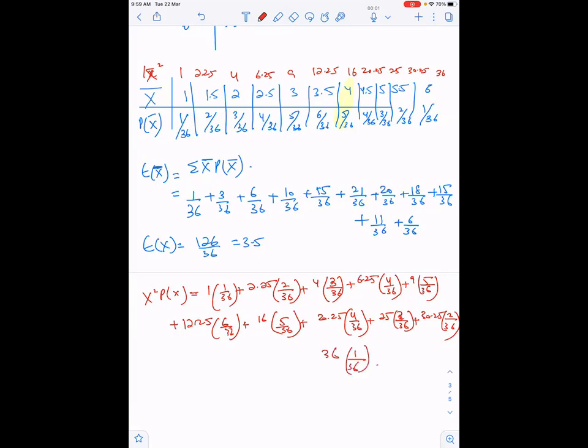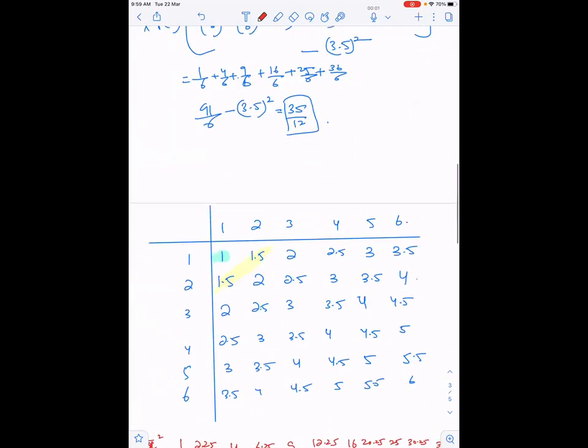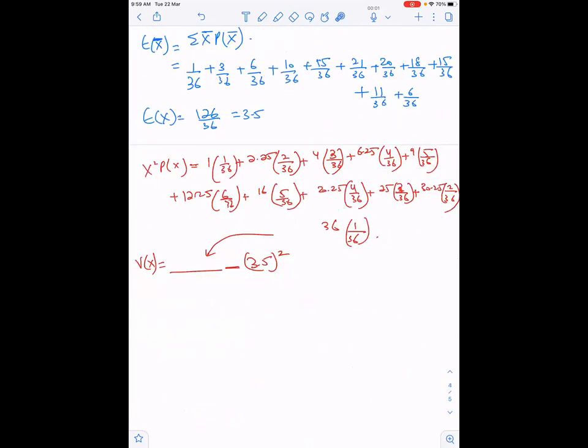Whatever is the total, minus 3.5 the whole square, is going to give us the variance. And because the sample size is 2, this is going to be exactly half of this variance. So this will turn out to be 35 upon 12 divided by 2. So 35 upon 24 will be the variance. Got it? Okay, moving on to the book now.